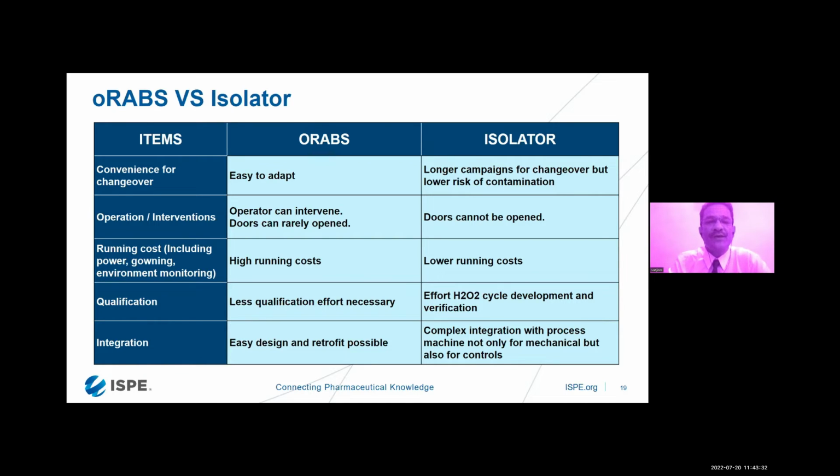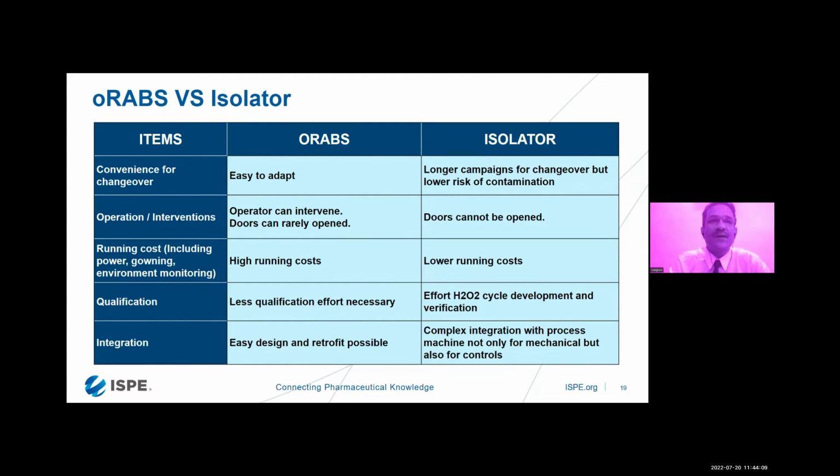In terms of operations and interventions, yes, the operators can intervene in ORABS. The doors can rarely be opened, but yes, they can be opened. And once a door is opened, nowadays you have an extended laminar flow for the doors. You have audit trails wherein all door openings get recorded, and then you have to give the CAPA, the corrective and preventive action, explaining why you wanted to open the door and why it was necessary. It is not going to be easy with the current regulatory requirements.